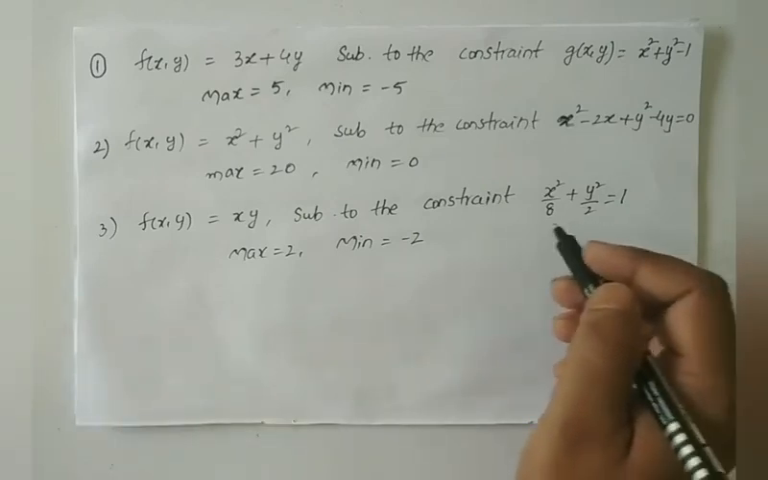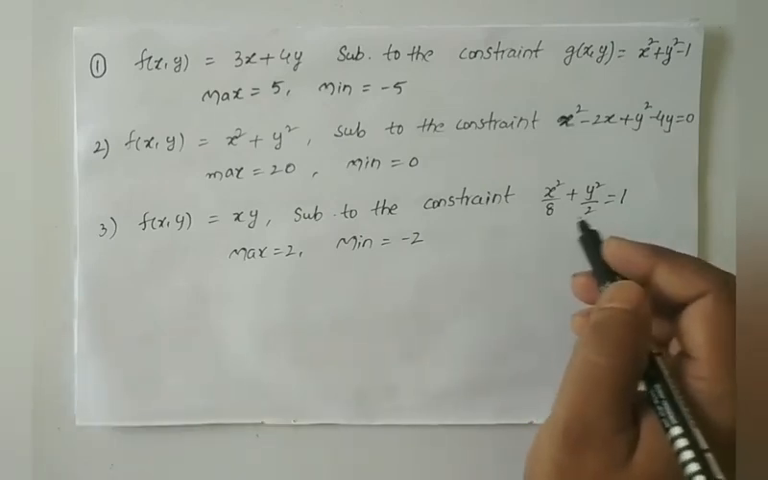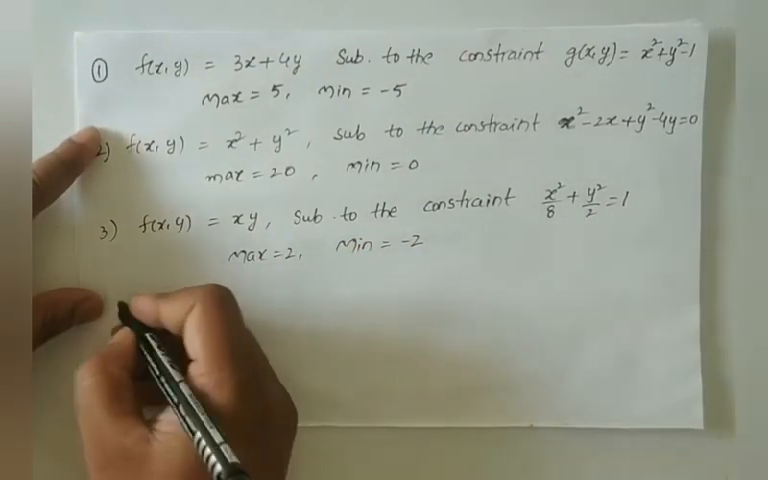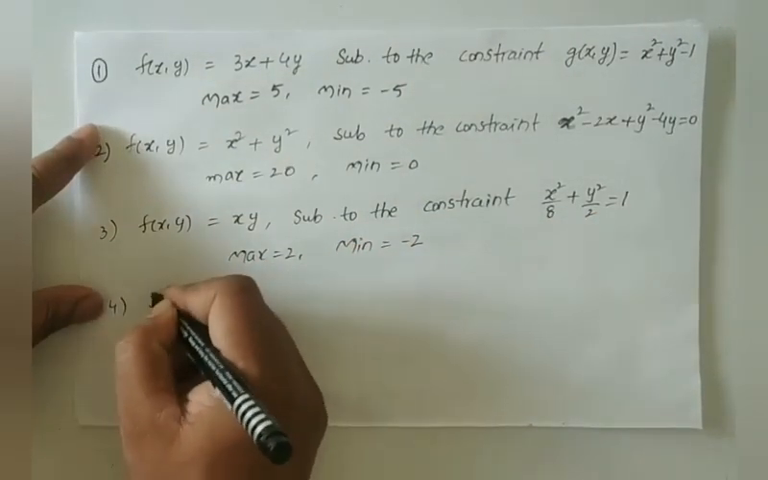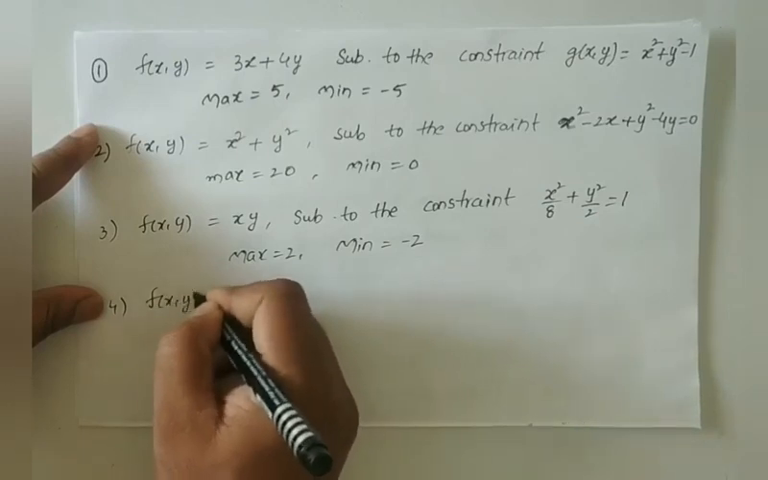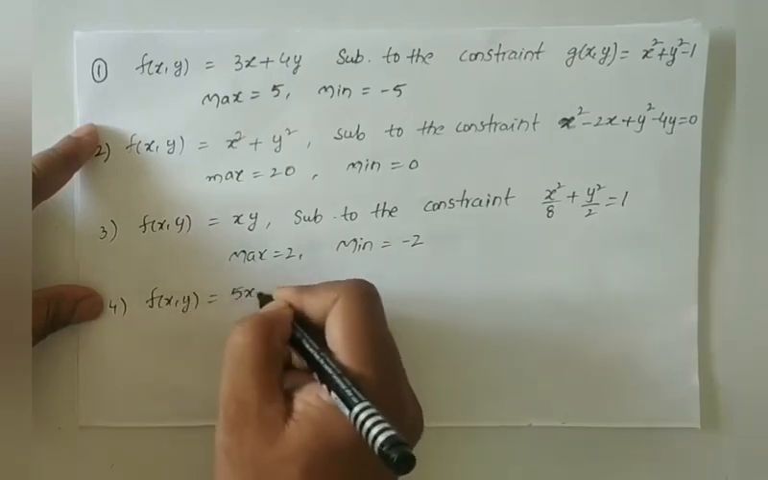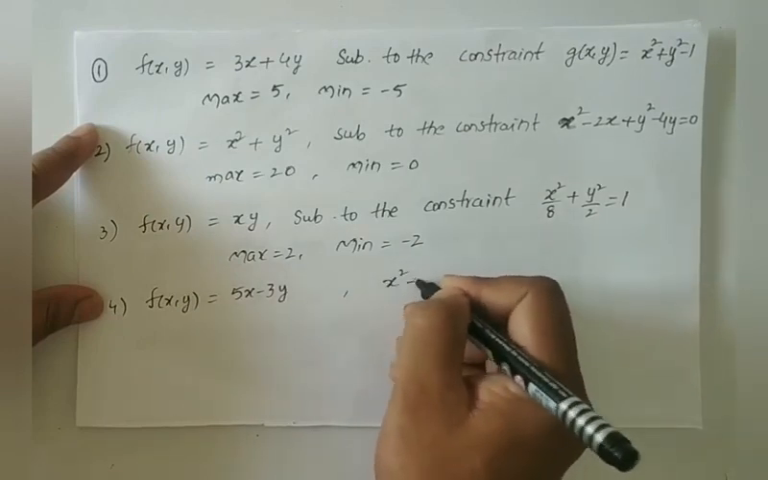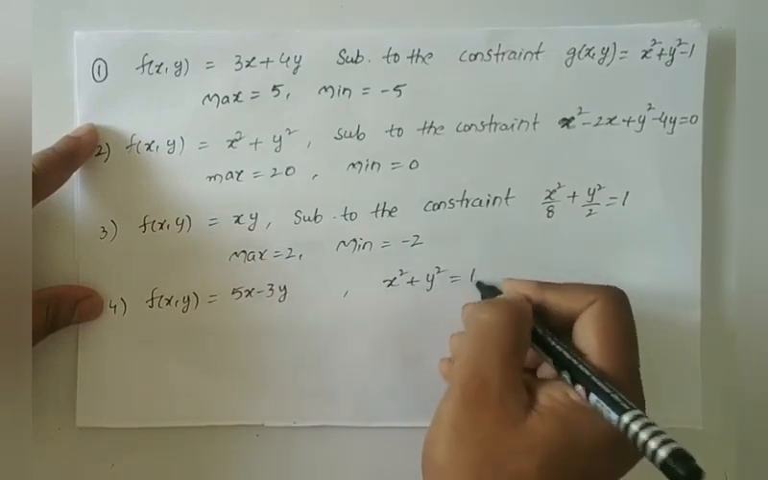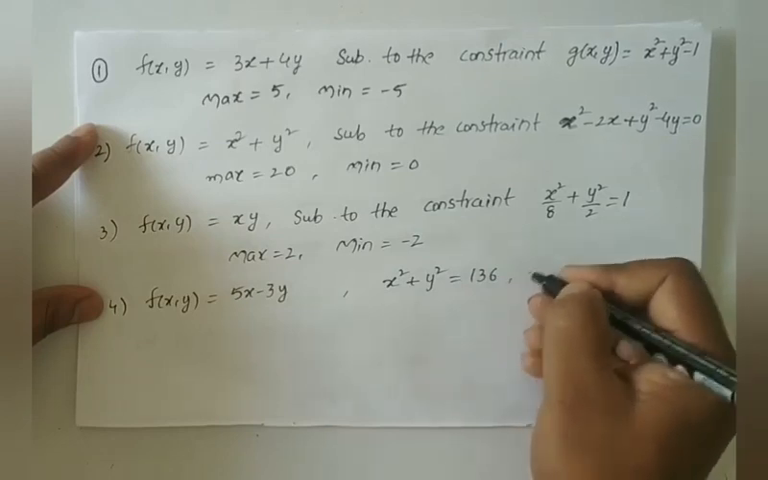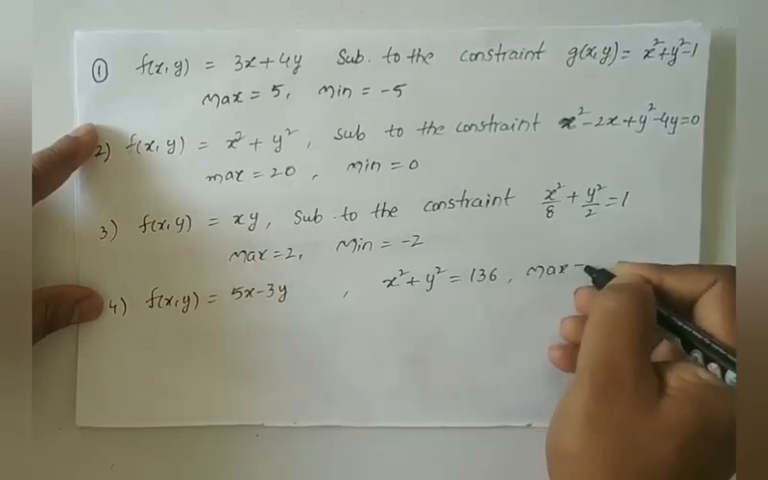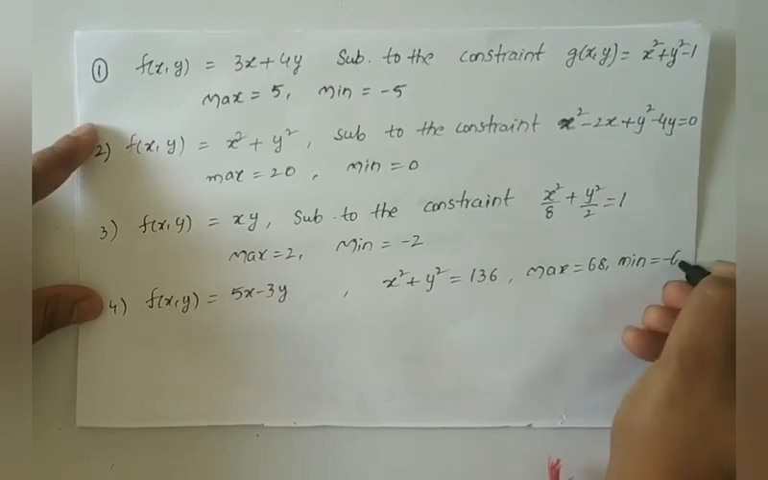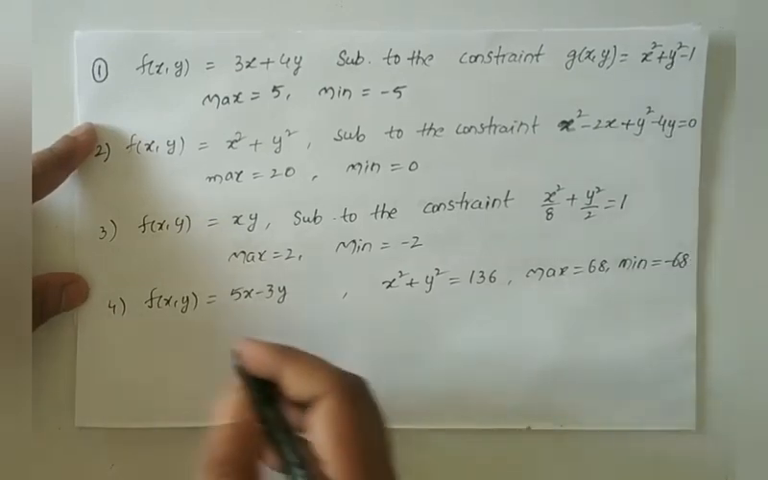Next, fourth one, f of x comma y is equal to 5x minus 3y. The constraint is x square plus y square is equal to 136. What is the answer? Maximum 68, minimum minus 68.